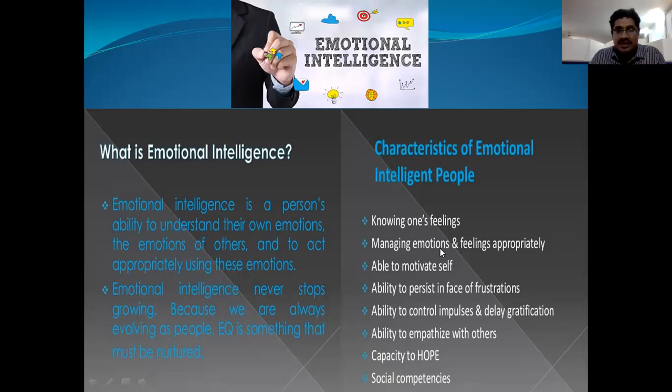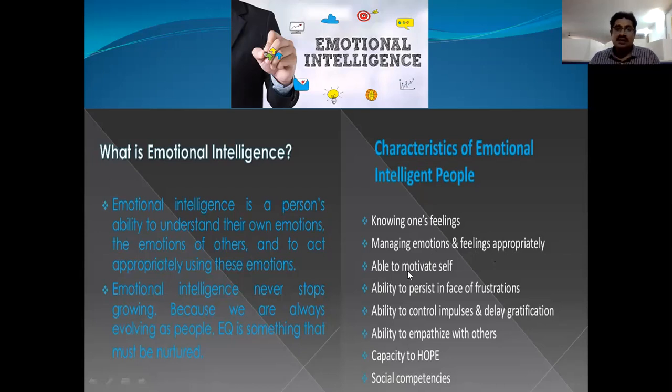So managing emotions and feelings is based upon understanding our own emotions and understanding others' emotions. Based upon these two things, we can easily manage our emotions and feelings. Through understanding and putting these understanding levels into action, automatically we can manage these emotions and feelings appropriately. We can easily manage, right?